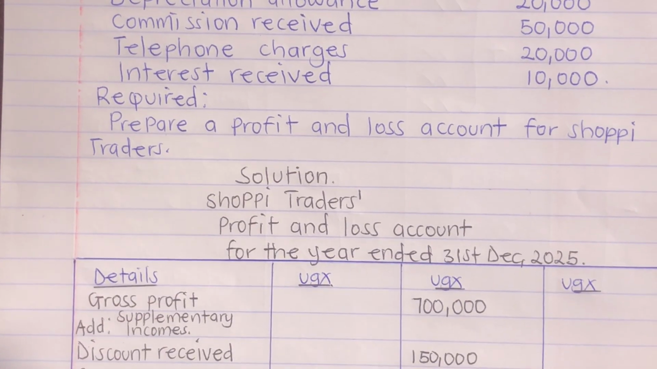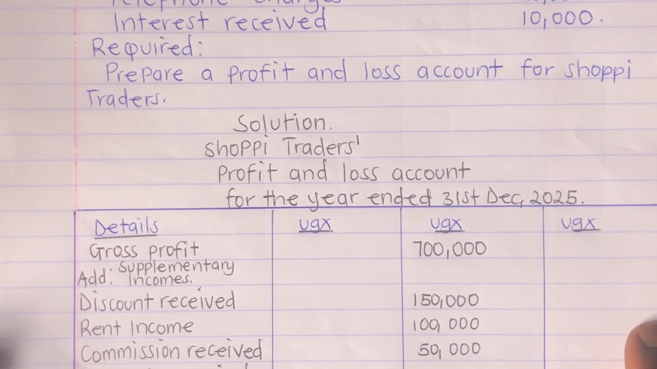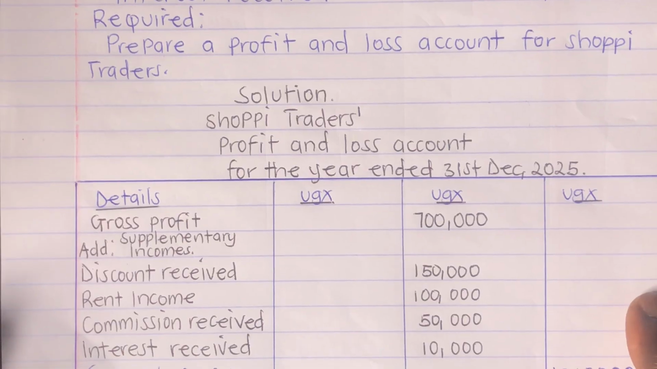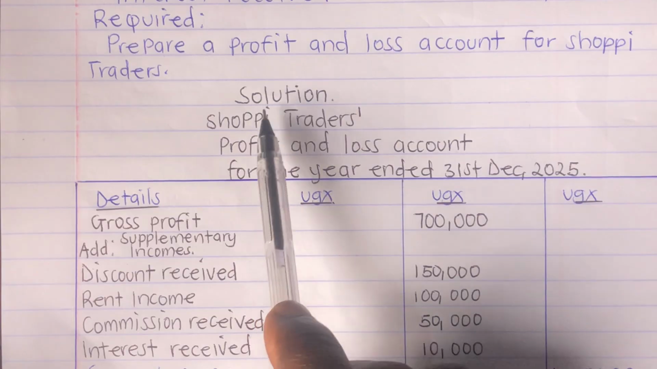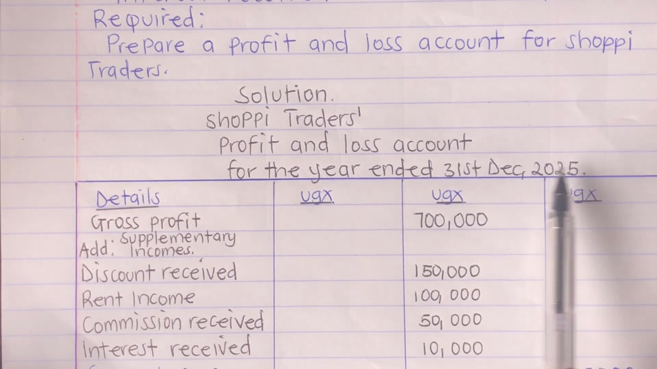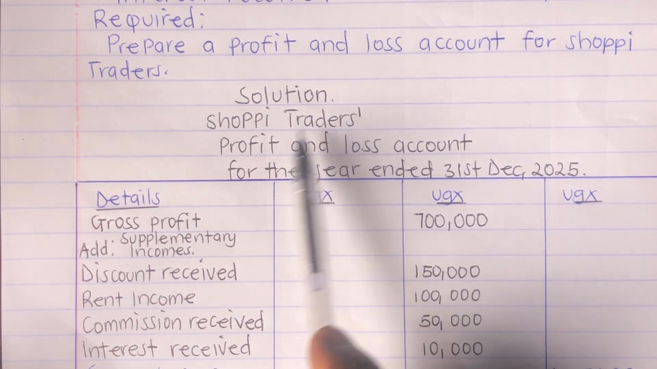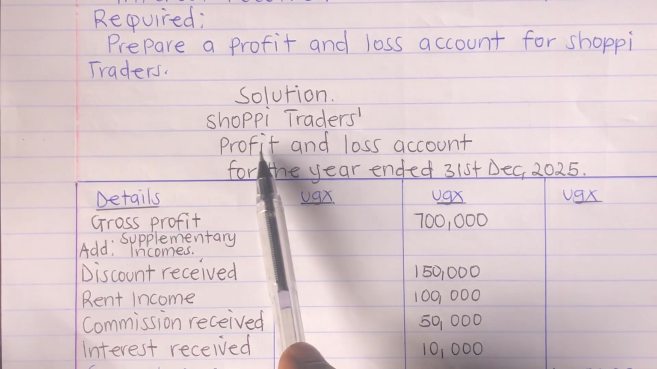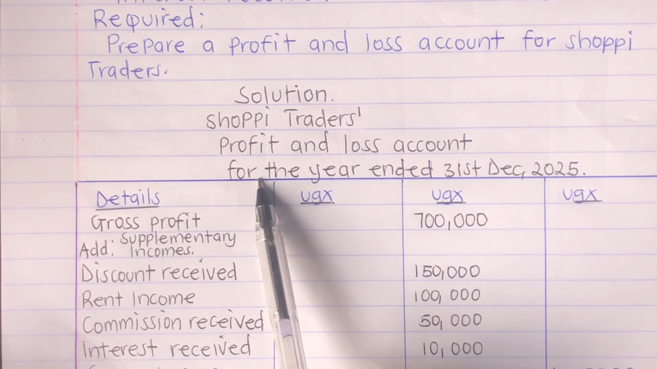Before preparing any financial account or financial statement, we always begin with the name of the business, the name of the account, and the year. So here our solution is Shoppi traders profit and loss account for the year ending 31st December 2025, and it's always written on 3 lines. The first line is for the name of the business, the second line is for the name of the account or statement, then the third line is for the period for which the account was carried out, which is the year.